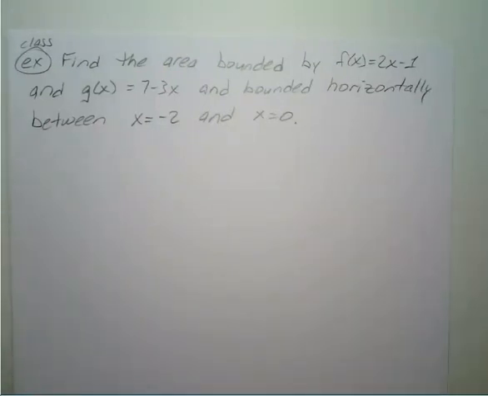All right, so what I want you to do is go ahead and find the area bounded by f of x equals 2x minus 1 and g of x is equal to 7 minus 3x. And they're bounded horizontally by x equals negative 2 and x equals 0. So press pause and try to do this one on your own. Alright, so I'm assuming you've pressed pause and worked this one out. So let's go ahead and verify your answer.